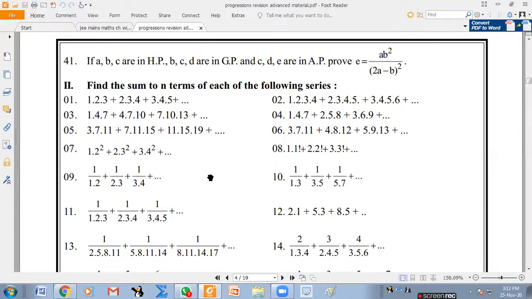Now, most of these questions are based on the method of differences. They have to find the sum up to n terms, not up to infinite terms.